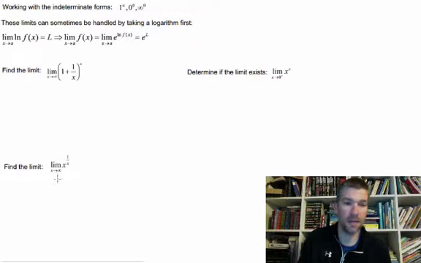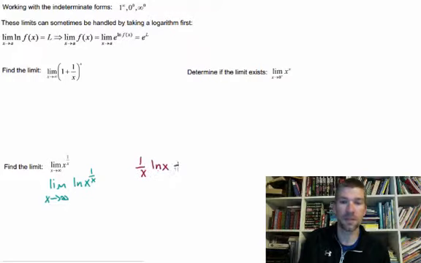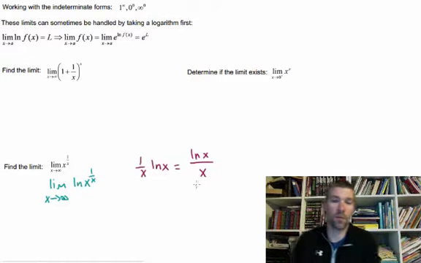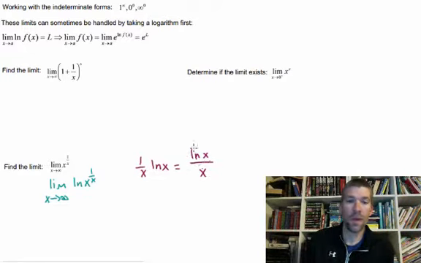Let's go ahead and take the natural log of the function. So we're looking at the limit as x approaches infinity of the natural log of x to the 1 over x power. Okay? So again, just pausing on this for a minute and working with strictly the natural log, 1 over x times the natural log of x gives us the natural log of x over x. And what's nice about this is we have a fraction set up so we can start using L'Hopital's rule.